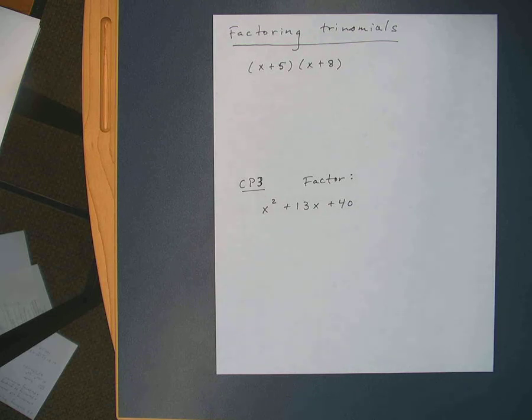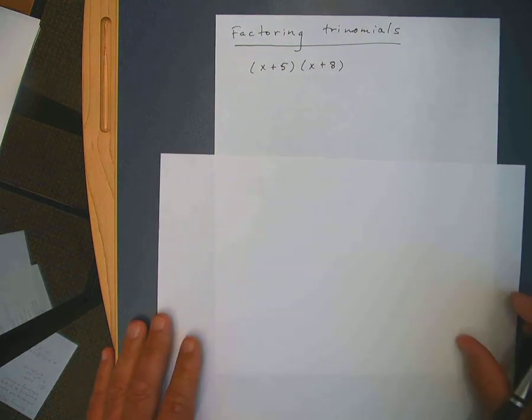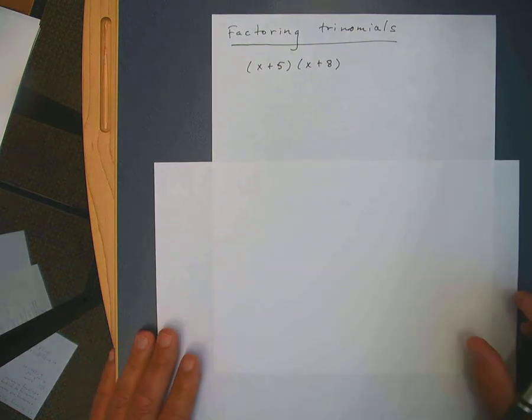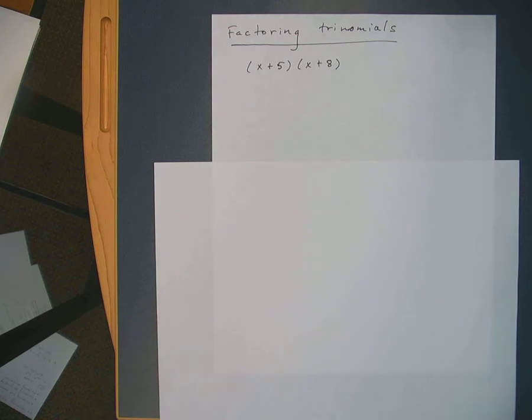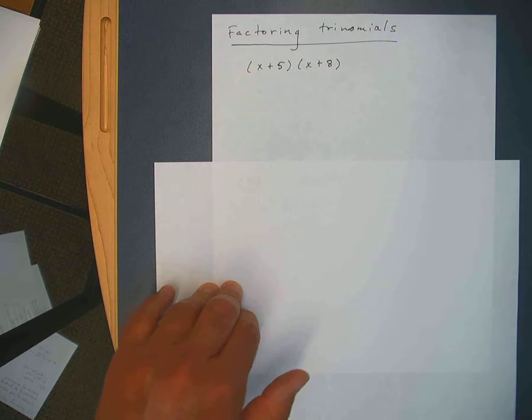Now we'll look at factoring trinomials. And I want to start with an example of multiplying two binomials together. When you factor trinomials, many times what you want to end up with is two binomials that are multiplied together. Here I have two binomials, x plus 5 and x plus 8.